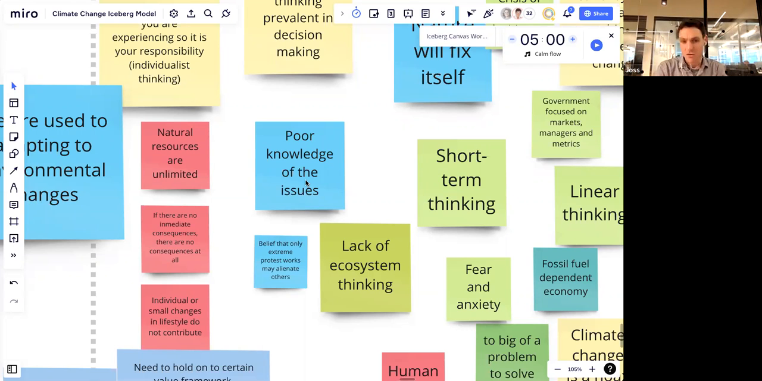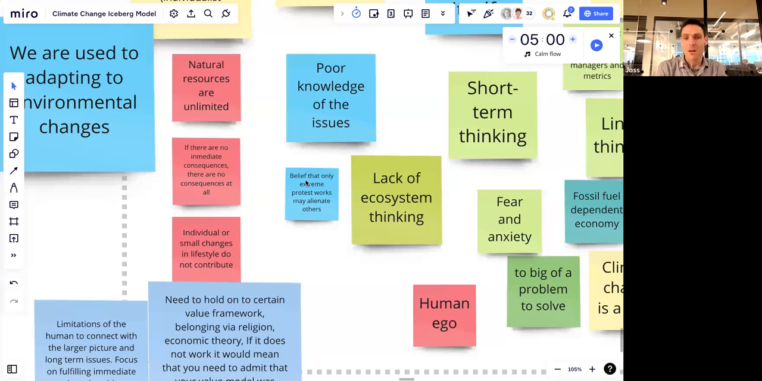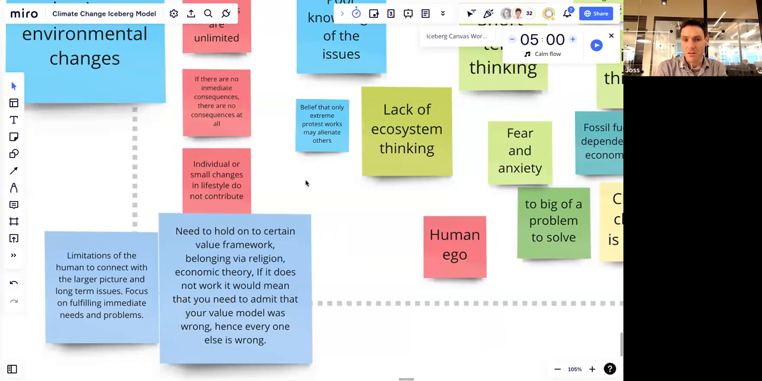Belief that only extreme protest works, may alienate others. Need to hold on to certain value frameworks. Belonging via religion. Yeah, a lot of our stories about our place in the world and so on don't really equip us for this kind of challenge, these kind of changes. The economic theory too. Yeah.